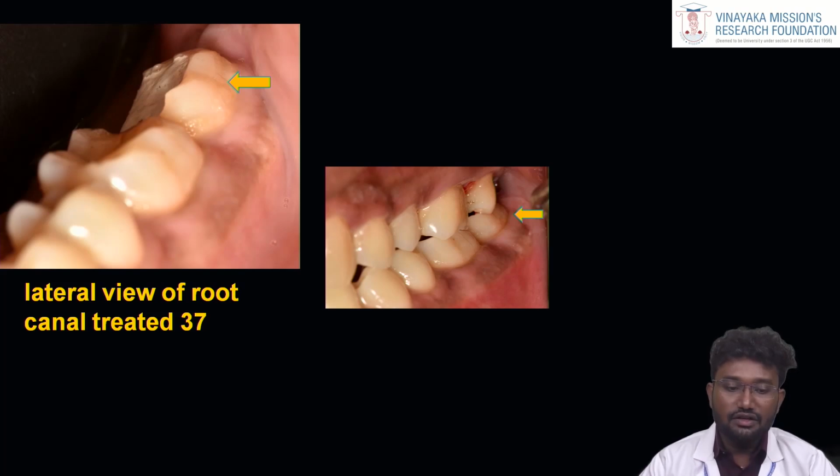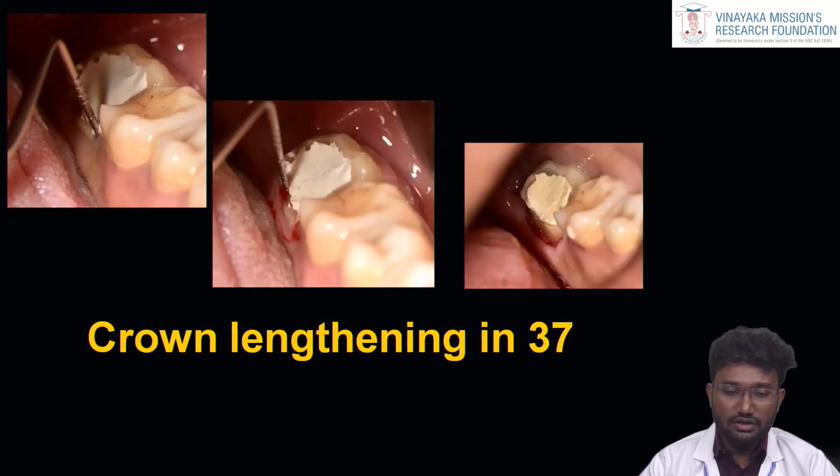This is the lateral view of 3-7. Here in the slides I will be discussing both 3-7 and 4-7. First I am going to discuss 3-7. This is the lateral view of 3-7. This is the bite of the patient. On the lingual surface there was a limited crown height. So crown lengthening was done in 3-7.